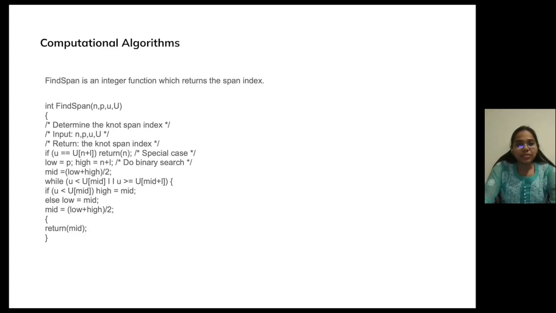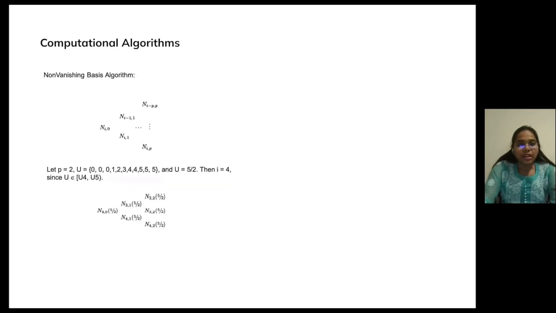FindSpan is an integer function which returns the span index. This will determine the knot span index with input being n, p, u, and U, and this will return the knot span index. So here, if you look at the mid value, it is the mid value from low to high, and this mid value will be returned, which is the knot span index. And here is the representation of the non-vanishing basis algorithm.